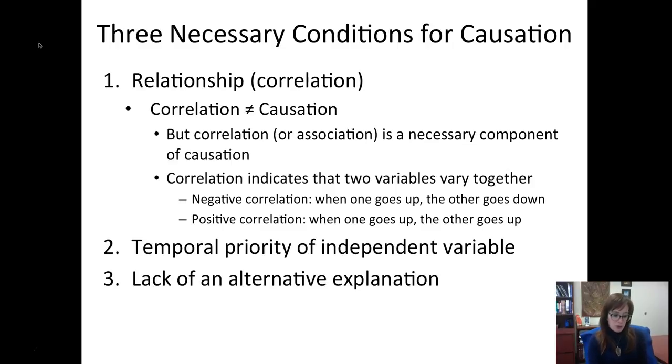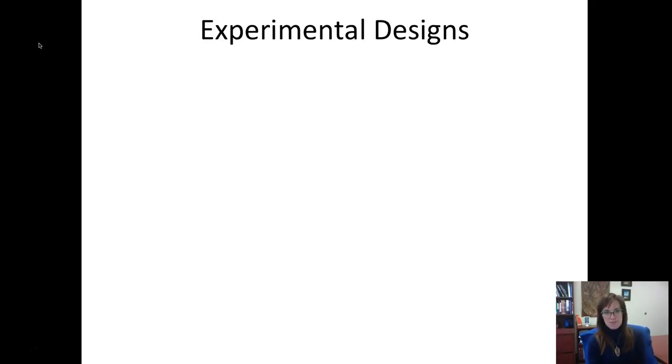And the reason I review the purpose of research as well as the conditions of causation is because experimental research is really designed to help us make claims about causation. In observational research, we really can't do that largely. There are some longitudinal studies that can get a little closer to some claims of causation, but experimental research is really the one true way that we can understand causation.